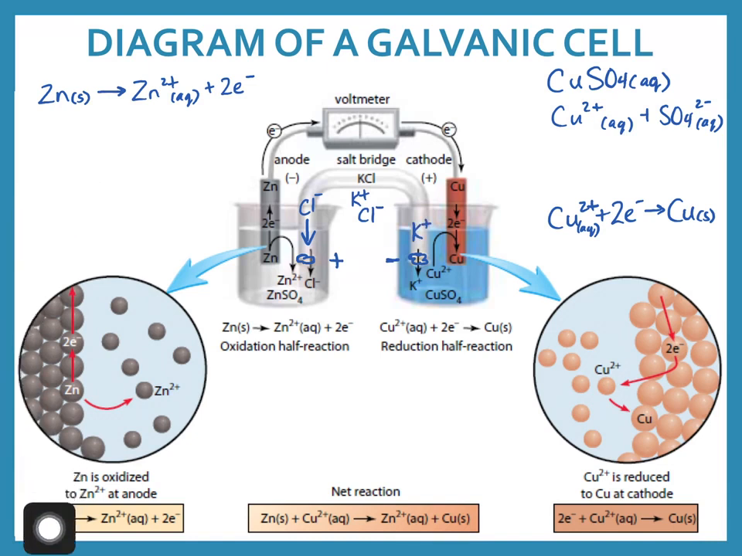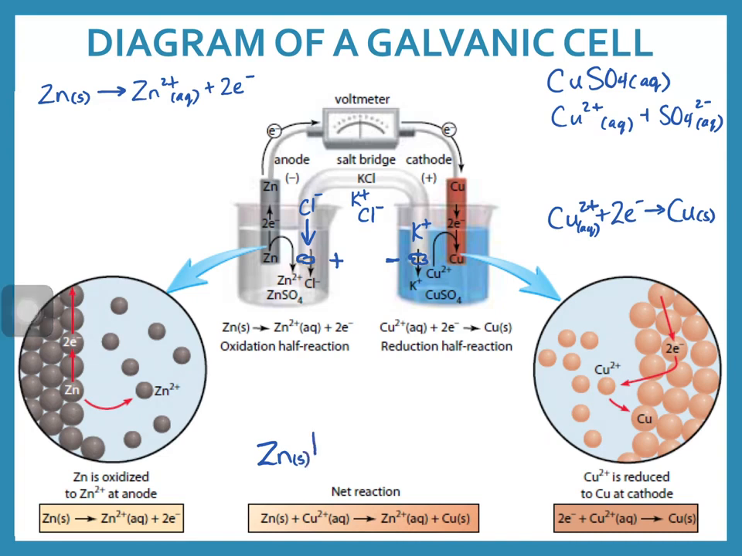So we have our half reactions going on at either side. And then we have our overall net reaction. Now, one of the ways that we end up showing this is called cell notation. And we tend to start with what is being oxidized. In this case, that is zinc. Oxidation is a loss of electrons. Zinc is what is losing electrons to become zinc ions. So I start with zinc, which is being oxidized.